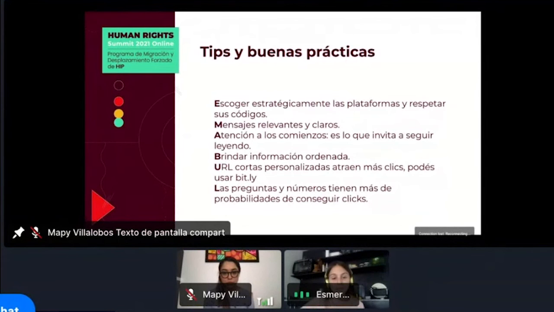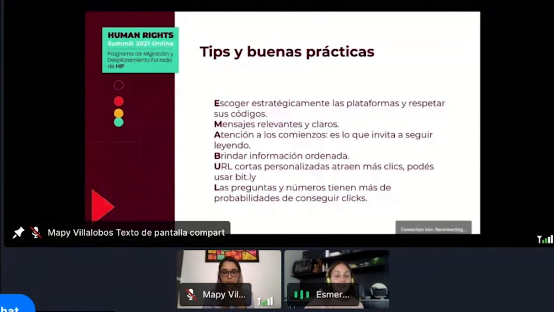You can also use short URLs. There are some websites where you can edit your URL so that it is short and easier for people, like bit.ly. This is one that you can use for that purpose. And finally, questions and numbers have more probability of generating clicks. Probably if I write something about three ways of fundraising, then it sounds more relevant, it sounds more straightforward.